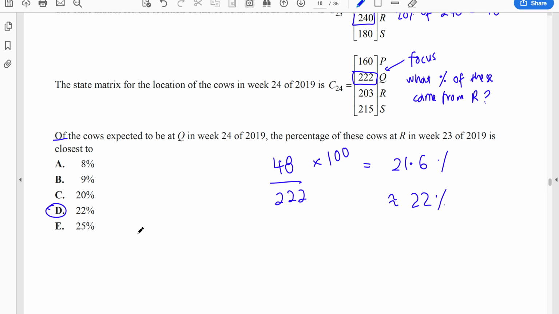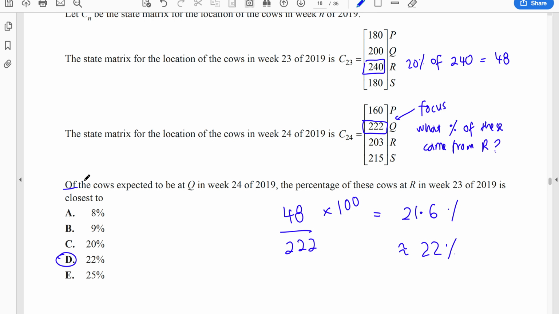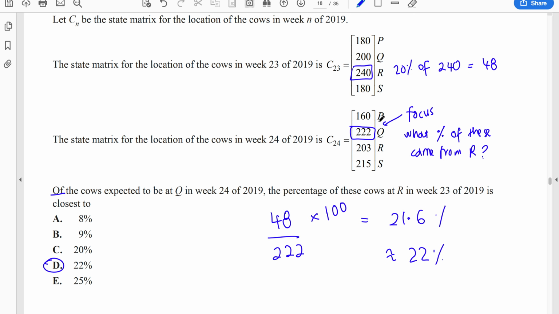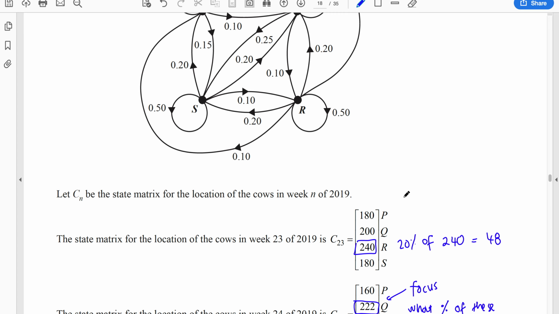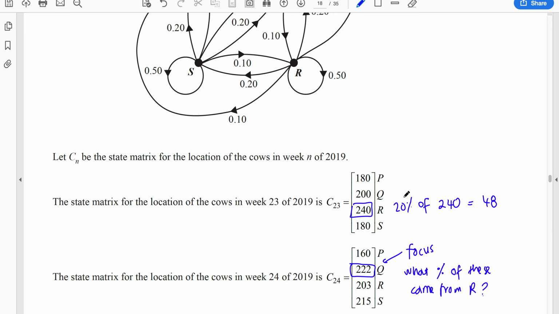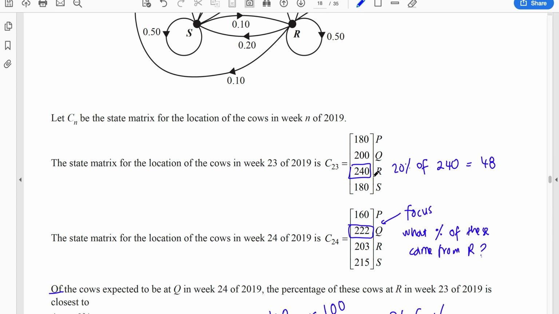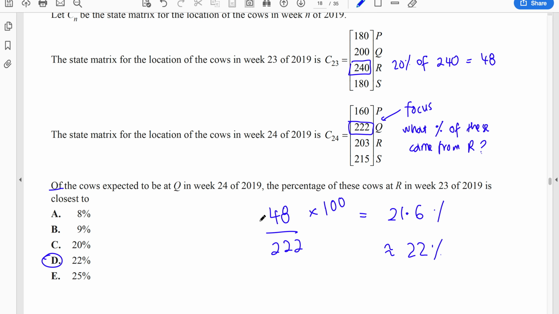So really important that you look at when it says "of the blah, blah, blah," you find that focus first. And then you have a look at what they're asking you in terms of the transitions. It was talking about the cows that came from R to Q. We find that information from the diagram and we apply that percentage to see how many did go from R to Q, but then we express that as a percentage of that little focus group that they mentioned.